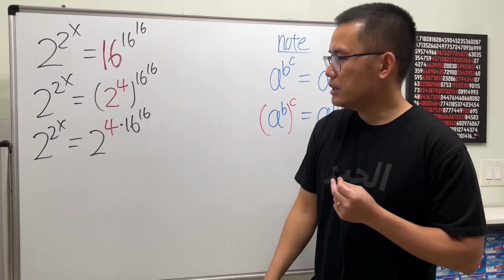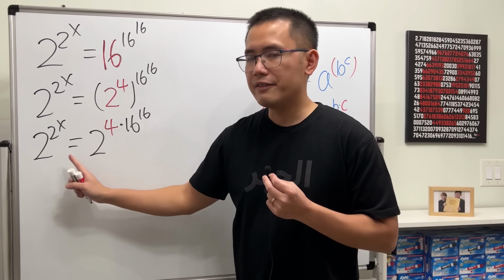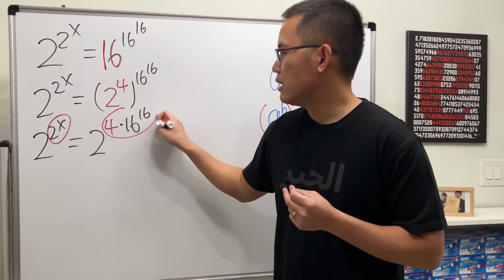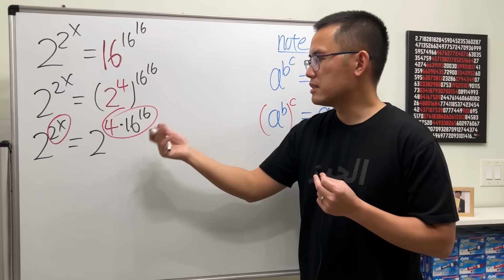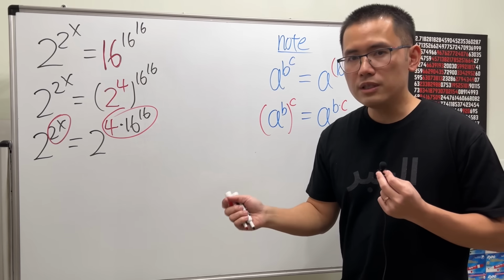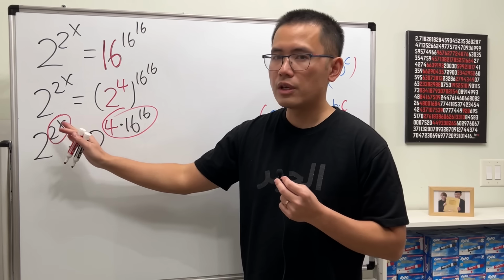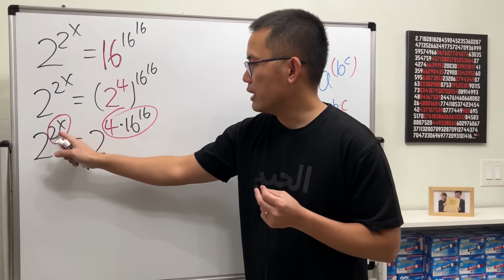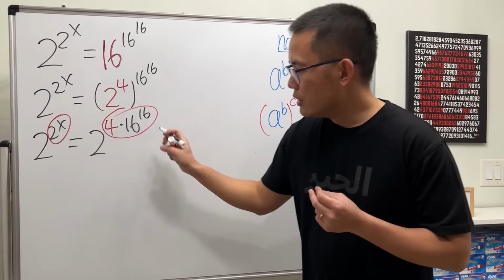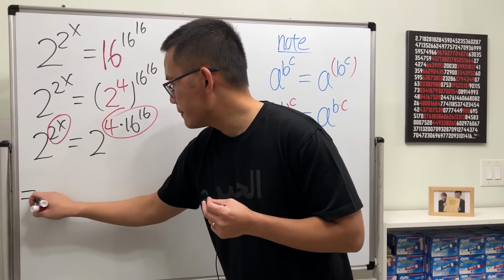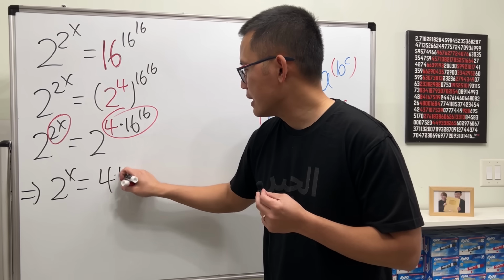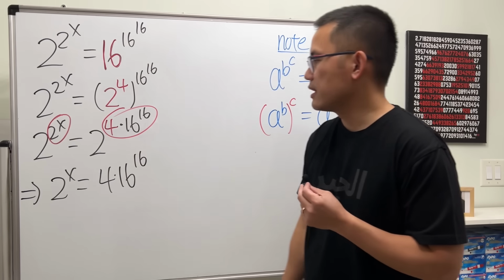Next, the beauty is when we have the same base on both sides, then the exponents must be equal to each other, and this is how we get the solution. We can do this because the exponential function 2 to the x is a one-to-one function, meaning you can put the input equal to the input. So we must have 2 to the x equals 4 times 16 raised to the 16th power.